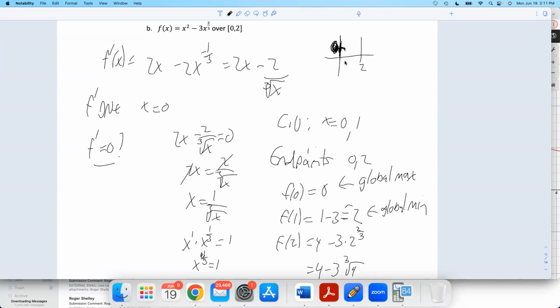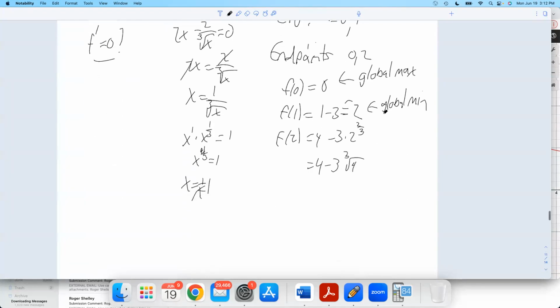Endpoints are not allowed to be called locals. So we would not, in this case, call that a local max because it's at the end of the interval. Endpoints are not locals. If we were to look at this thing over its entire domain, we would call that a local because it would be higher than points on the left and the right.